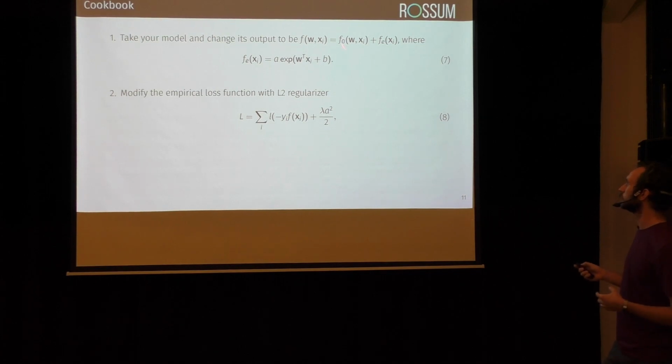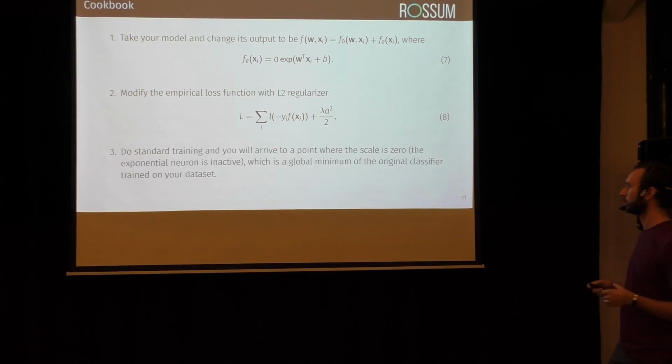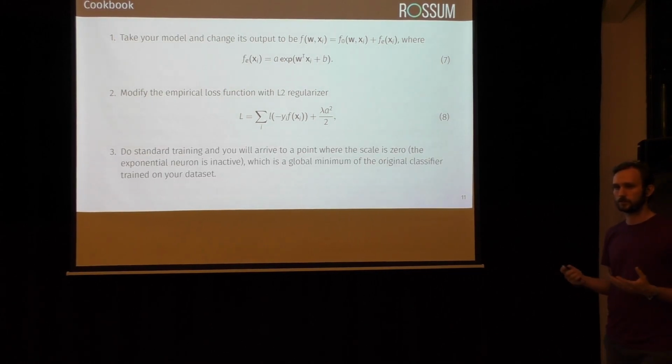So you do this, right? You take your original model, you add to its output the exponential neuron, you modify your loss function, and once you do that, you run your training as usual, and you're going to arrive at a global minimum.